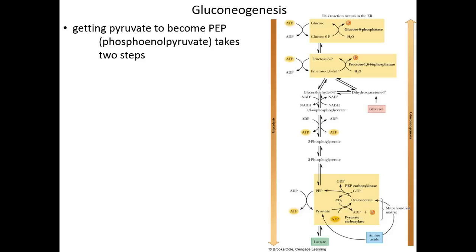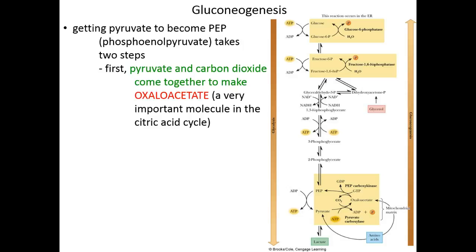So getting pyruvate to back up and reverse Step 10, getting pyruvate to become phosphoenolpyruvate, is actually a 2-step process when we go in that direction. Going from PEP to pyruvate takes 1 step. Going from pyruvate to PEP takes 2 steps. In that first step, pyruvate and carbon dioxide actually come together. So we add a carbon, and we create a 4-carbon molecule called oxaloacetate.